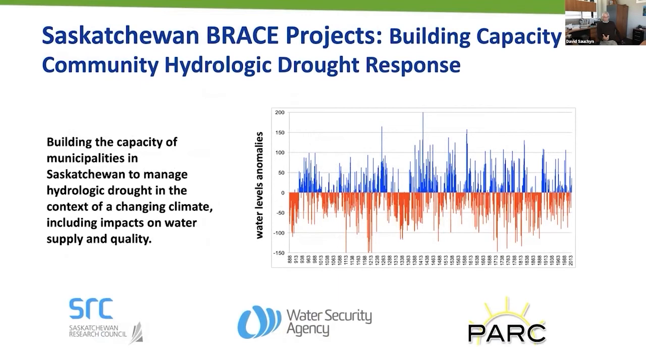And so the other BRACE project in Saskatchewan is building capacity for community hydrologic drought response. And PARC is providing the Water Security Agency with a history of drought on the prairies. For the past 120 years, we're using a lot of the information developed by the Saskatchewan Research Council, including Elaine Wheaton and her colleagues. But at PARC, we have information on drought that goes back to the year 888, because we have a tree-ring lab and we look at the growth of trees on the prairies, and on the margins of the prairies, tree growth requires soil moisture.